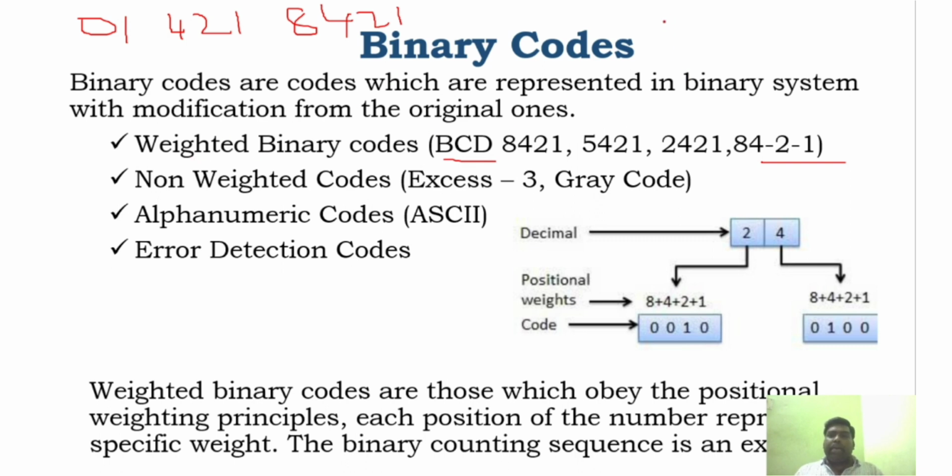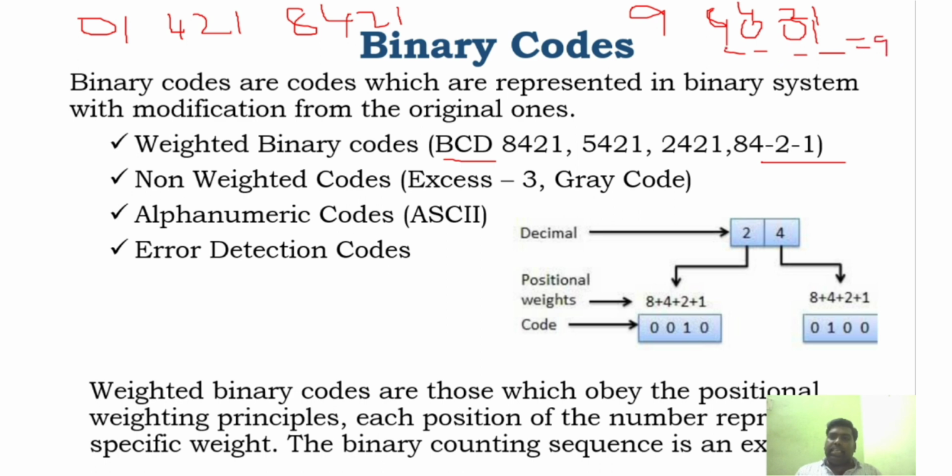For example, if you want to represent 9, how will we represent 9 in 8421? It is 1 0 0 1. This is how you represent 9 in 8421 code, right? So this is 8 and these are 0 0 and 1. That is 8421. So this is 8 and this is 1, and the others are 0. So 8 plus 1, that is 9.